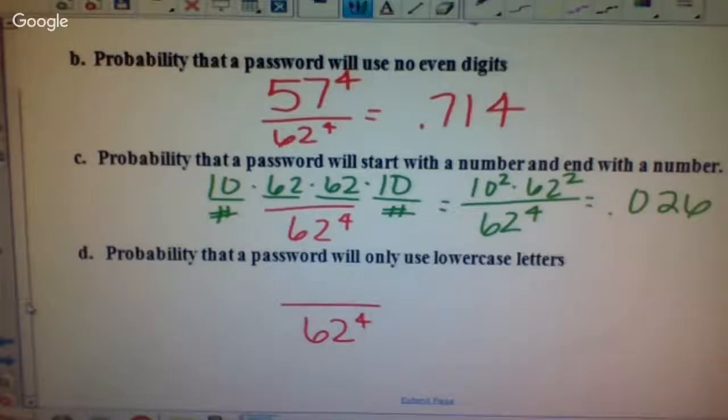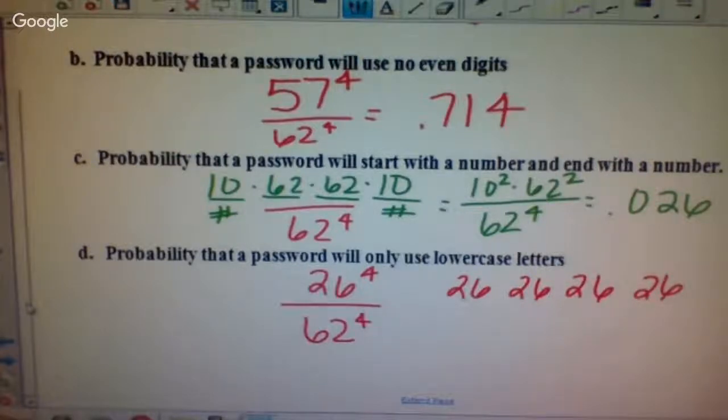Okay, this last one. Again, it's still 62 to the 4th because that was my original sample space. What is the probability that the password will use only lowercase letters? Would you use 36? Wait, no, 30. Only lowercase letters. So 26 to the 4th. Or again, if you prefer to write it out, 26 lowercase letters in that slot, 26 in that slot, 26 in that slot, 26 in that slot.